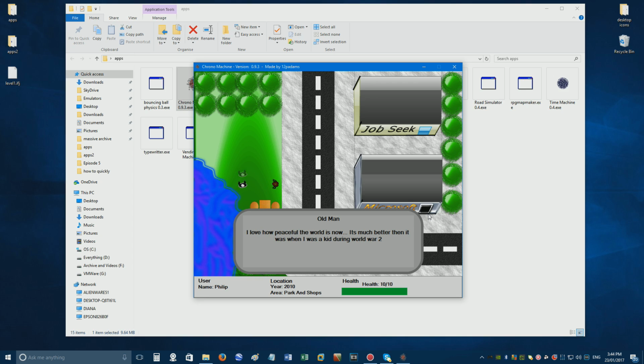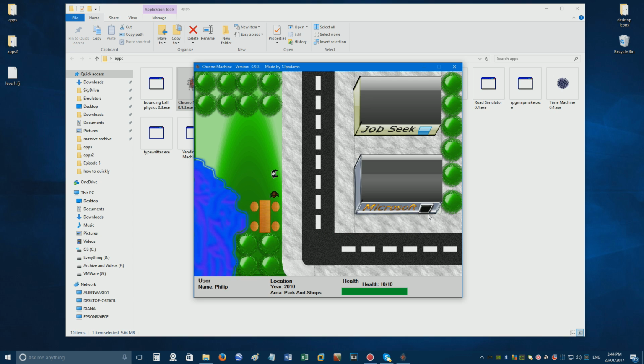It's much better than it was when I was a kid during World War II. And you're actually going to go back in time, or if I developed it that far, to World War II and see that person back then. And the idea was you can go into the past, and events you do in the past would change the future. Now, the graphics are awful.